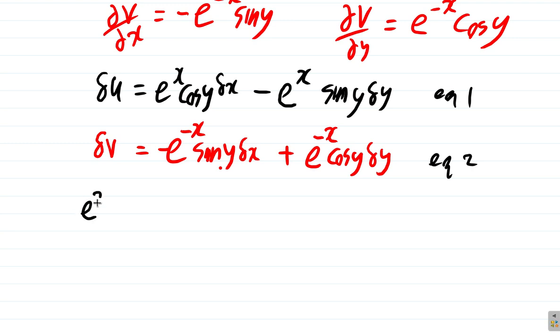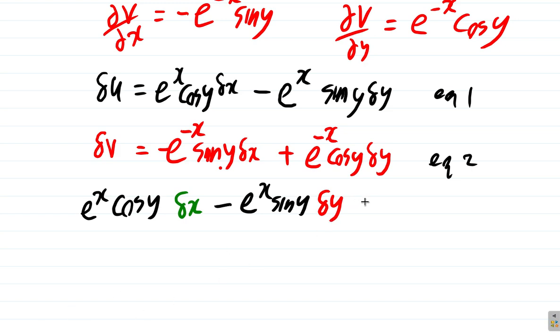This is e to the x cos y times delta x, but the delta x, let's give delta x its own color, delta x minus e to the x sin y times, let's say we have delta y here, is equal to the small change in u. That's equation 1. Alright, good.